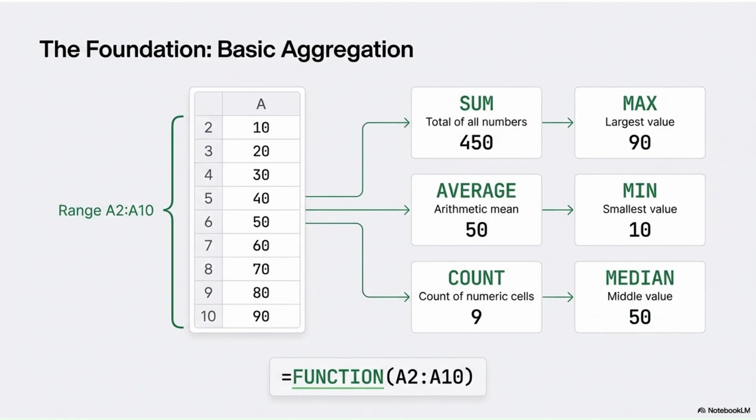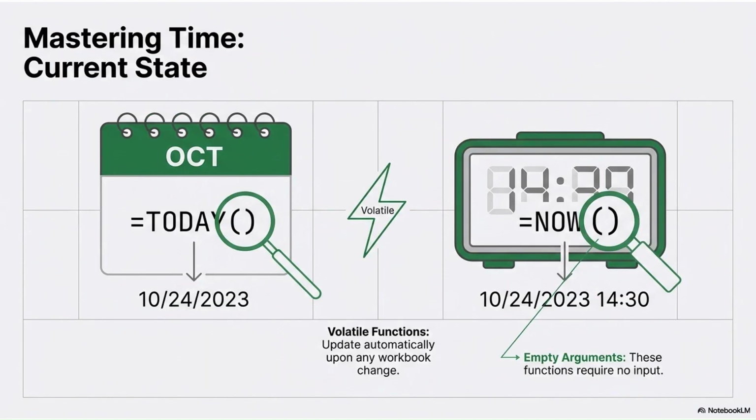The foundation, basic aggregation. Every journey starts with the basics. In a standard range like A2:A10, we can extract several key insights using aggregation functions. Sum totals all numbers, e.g. 450. Average calculates the arithmetic mean, 50. Count simply counts the number of numeric cells, 9. Max and min identify the largest, 90, and smallest, 10, values. Median finds the middle value of your data set, 50.